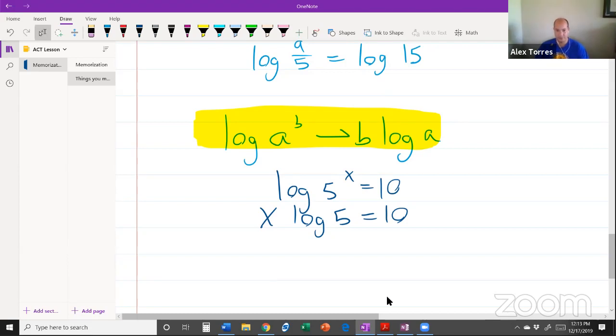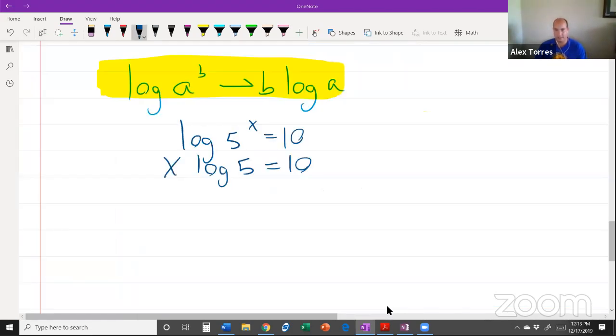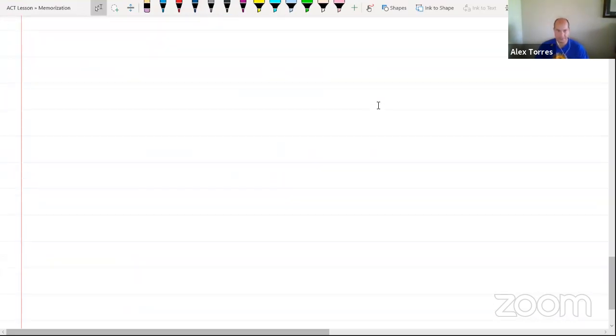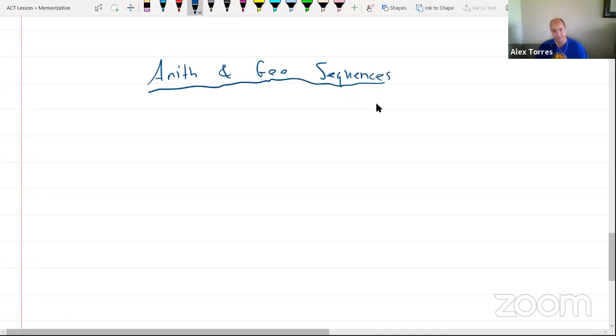Alrighty. So the next big one that I would want to emphasize would be sequences. So we're talking about arithmetic and geometric sequences. And it just bothers me when I hear people mispronounce arithmetic sequences. It's arithmetic, dude. We've known that word since we were in grade school, right? Arithmetic. Is that a hard word, guys?